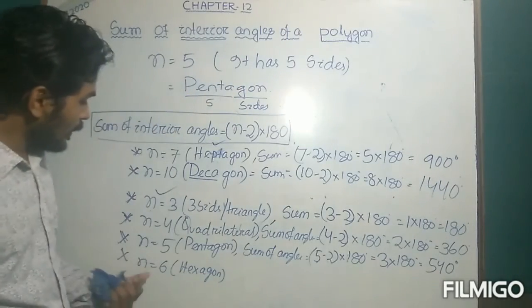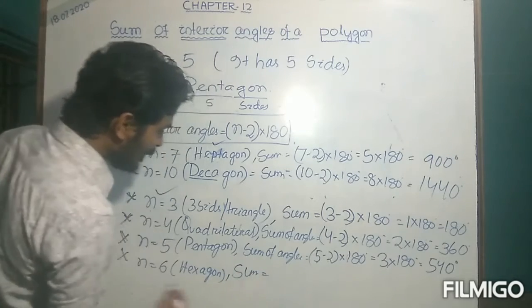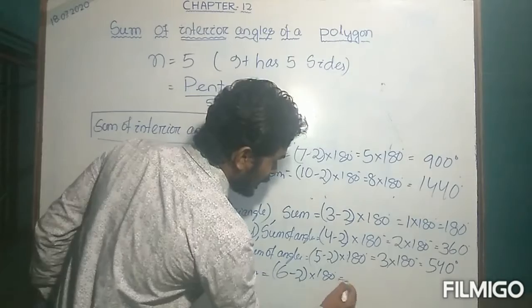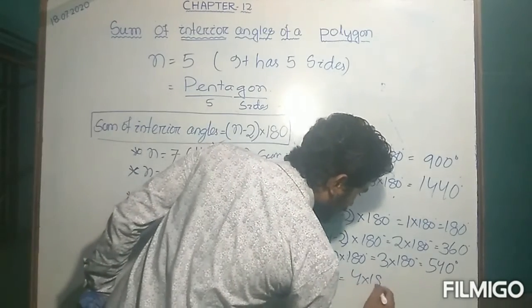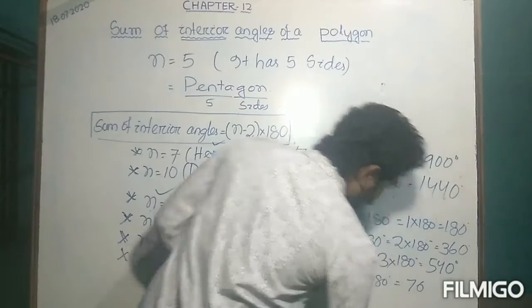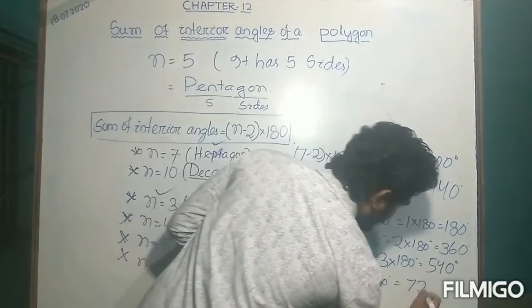So you can find out for n is equal to 6. For n is equal to 6, the sum is how much? N minus 2, that means 6 minus 2 into 180 degrees. 6 minus 2 is 4 into 180 degrees. And 18 into 4 is 72, so it is 720 degrees.